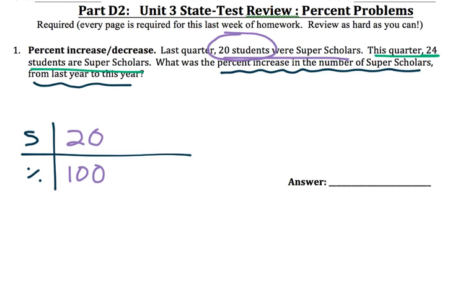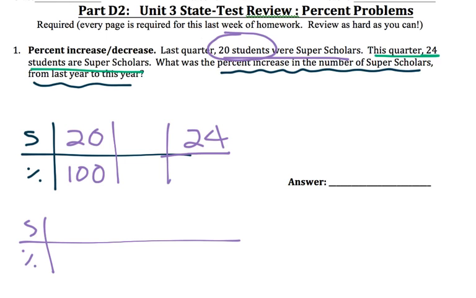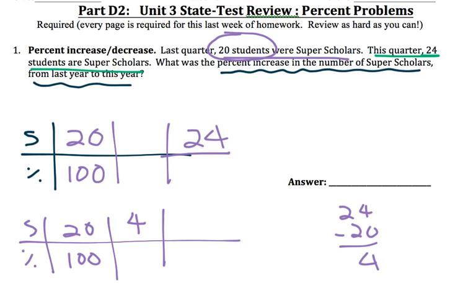So there's two ways to figure out what the percent increase is. One is to try and get to 24. The other way would be to first figure out how much it changes by, which if you subtract 24 by 20, you see that it changed by 4 students. And then you just need to figure out what percent 4 students is of the original amount. So let's solve it both ways.